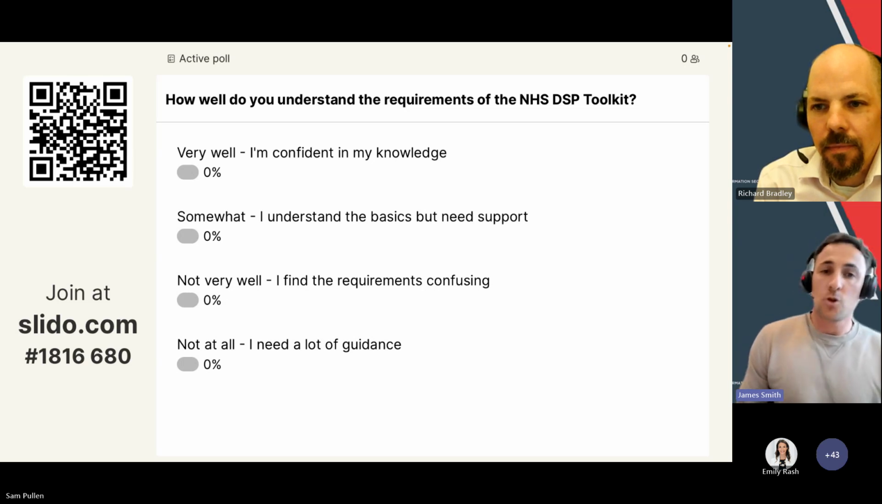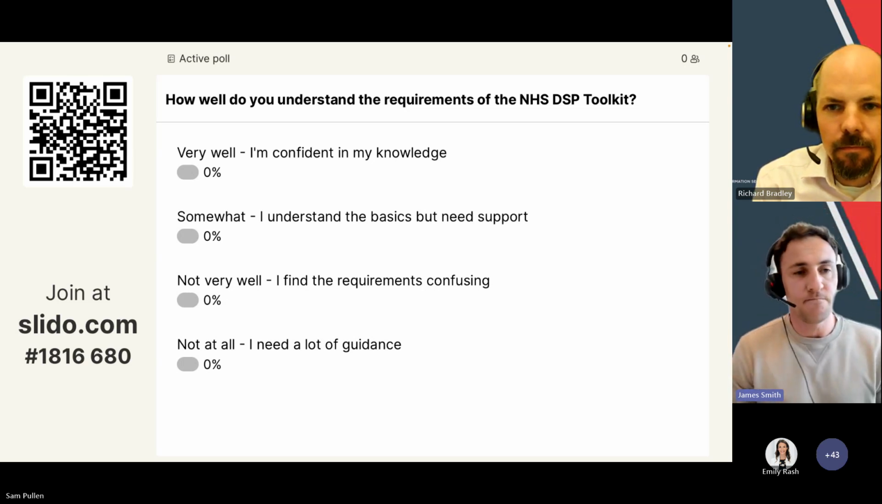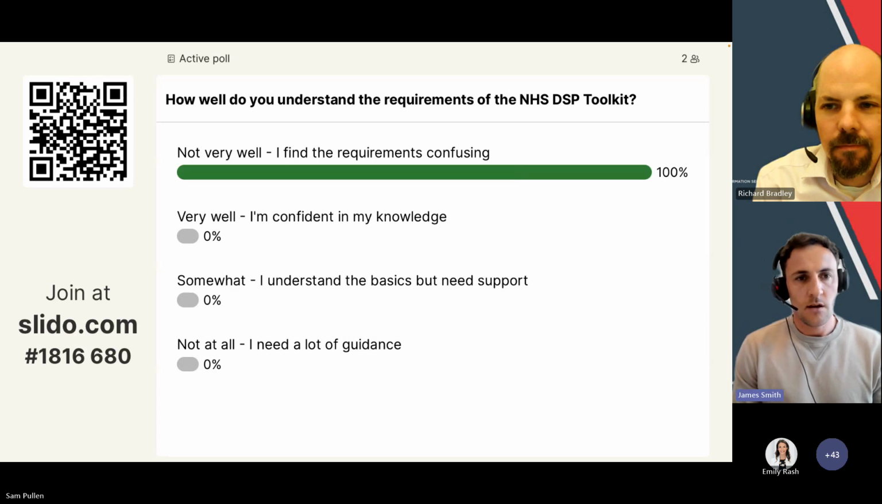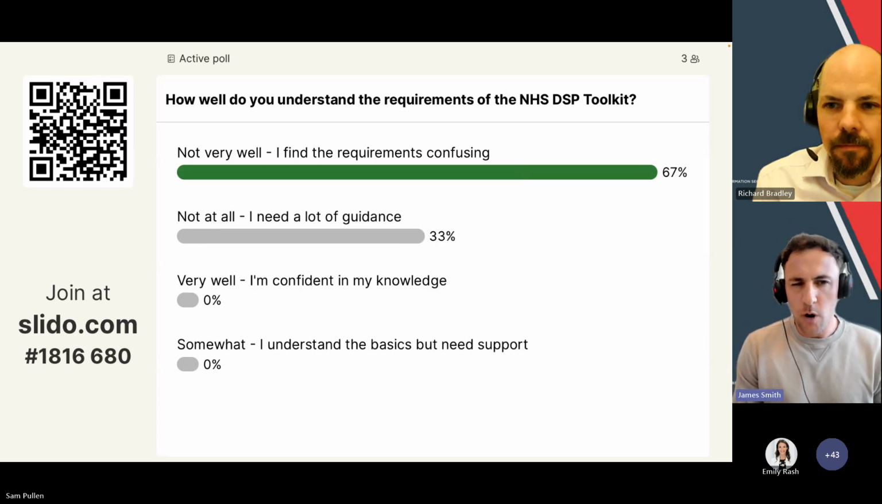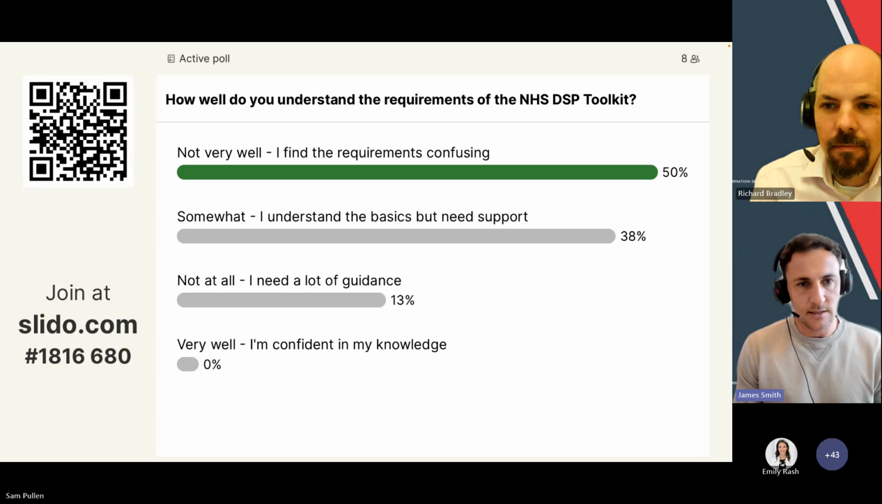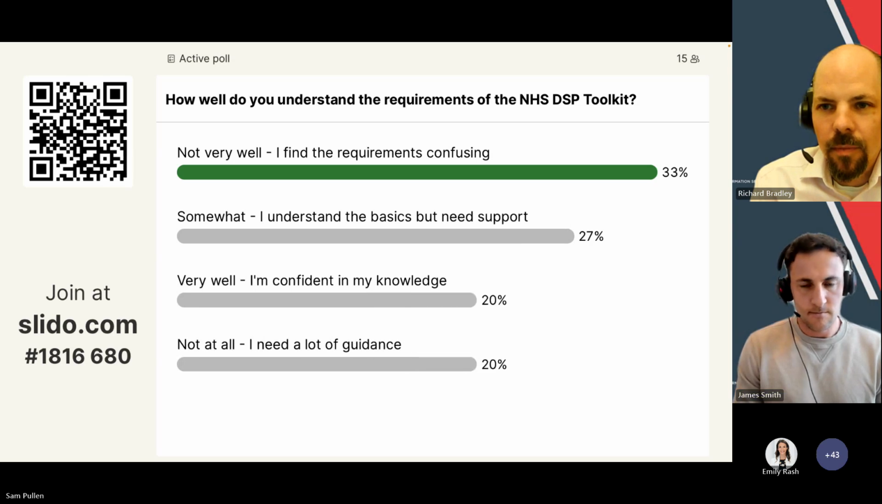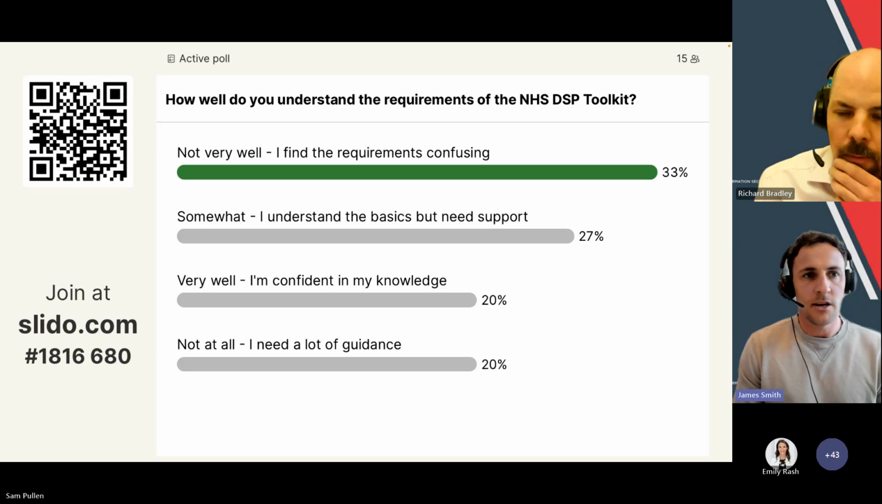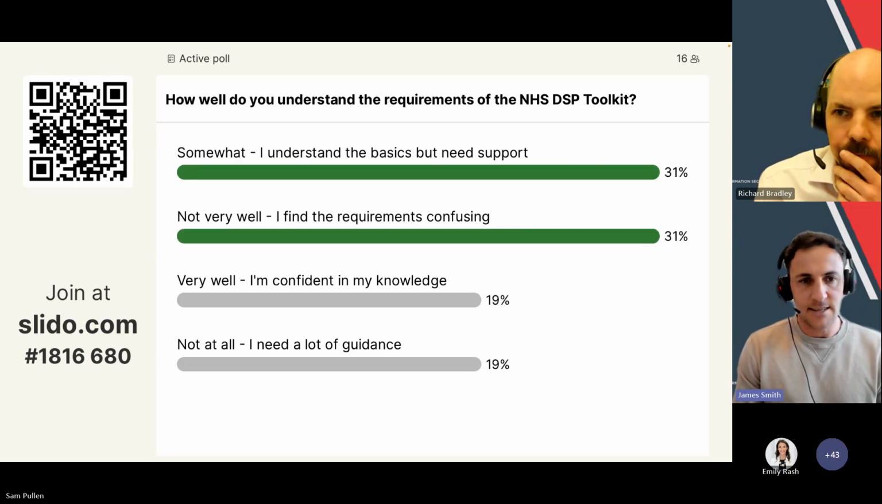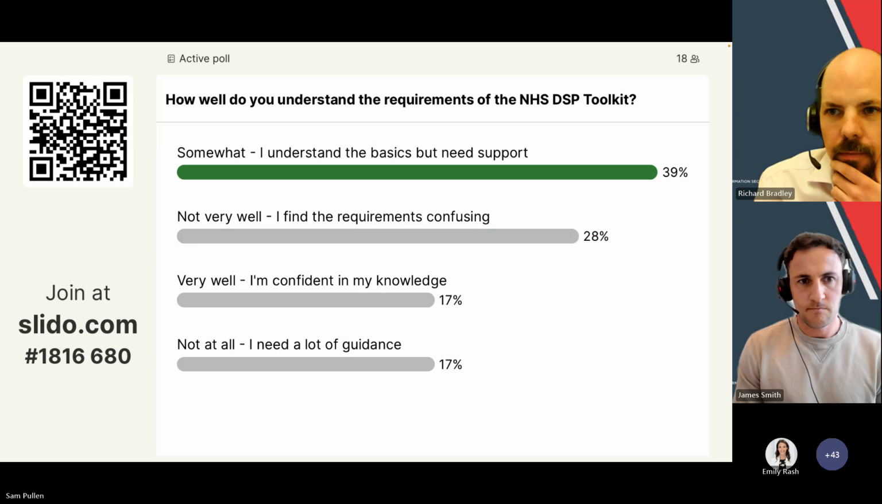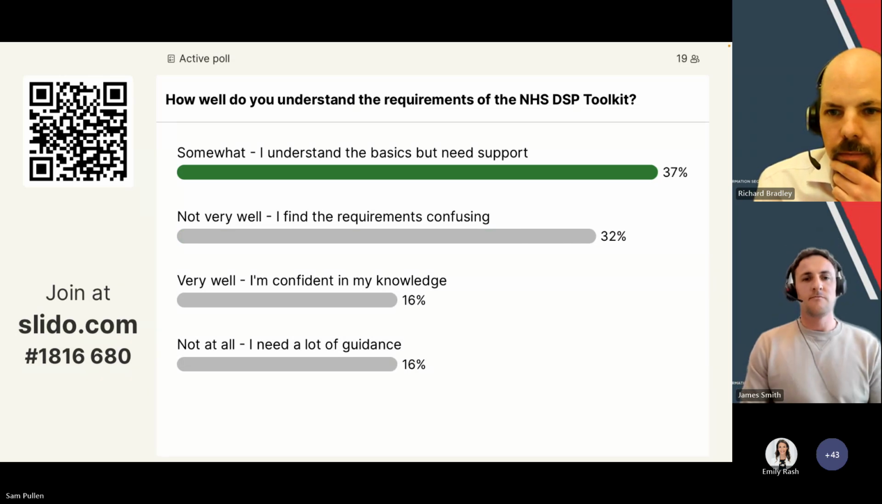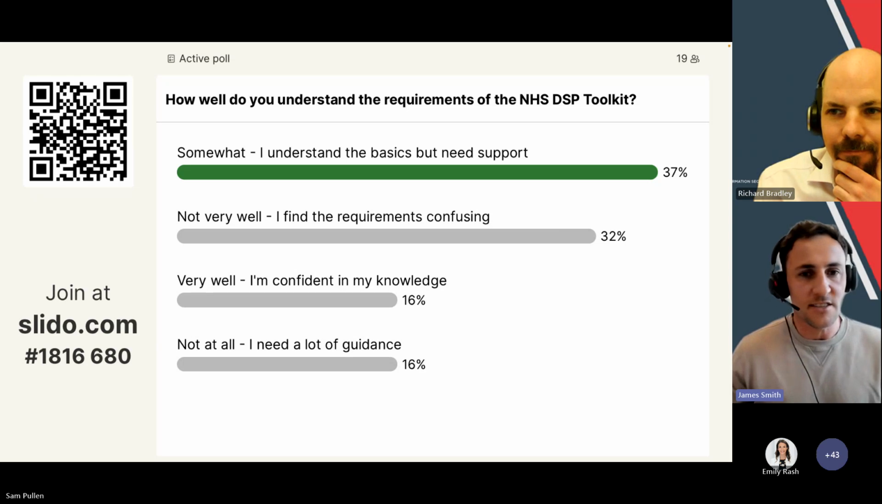How well do you understand the requirements of the NHS DSP Toolkit? Not very well, I find the requirements confusing. Not at all, I need a lot of guidance. Very well, and I'm confident in my knowledge. Yeah, great, guys. Thanks so much. It really helps Richard tailor what he's going to say today. Fantastic. Hopefully you know you're in good company and everyone's in the same boat or thereabouts. Next slide, please, Sam.